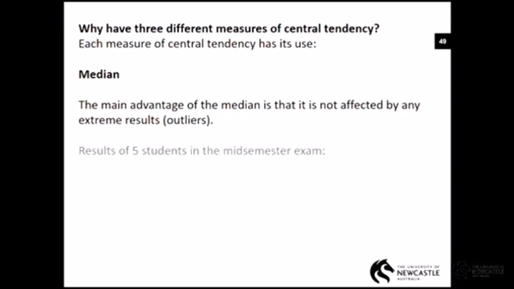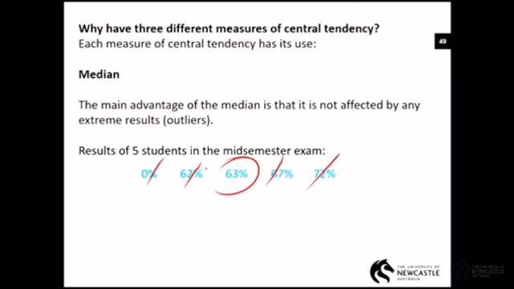But the main thing it's useful for is getting rid of extreme results. Look at this. 5 students in the mid-semester exam, not actual fact. 0, 62, 63, 67, 72. The average there, if I added all of them up and found the average, would give me an answer of about 50%, 50-something. That's not useful. What's more useful is the median, which says the middle result was about that. And I would agree with that more.